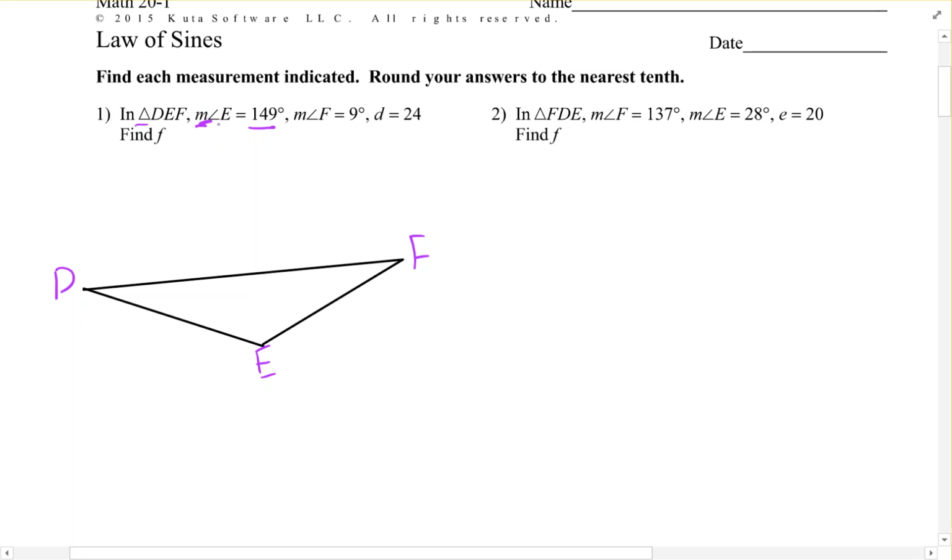It's just saying that the angle E is 149 degrees. So this is 149 degrees. Angle F is 9 degrees. And in side D, so that would be over here, right? This is going to be side D, side E, and side lowercase f. So side D is 24.